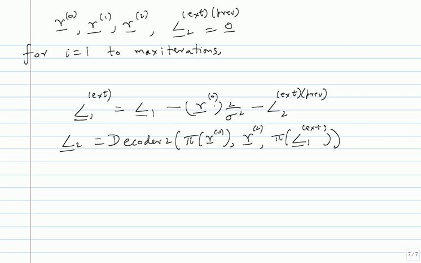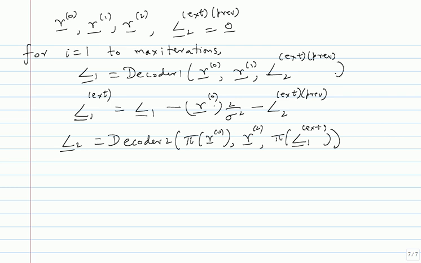Right, so the first step is L1 equals decoder 1 of R0, R1, comma L2X previous. Based on this, you compute L1X, there's no problem. Then you run L2 again, then you set L2X previous to be pi inverse of L2. So I have to compute L2X now.